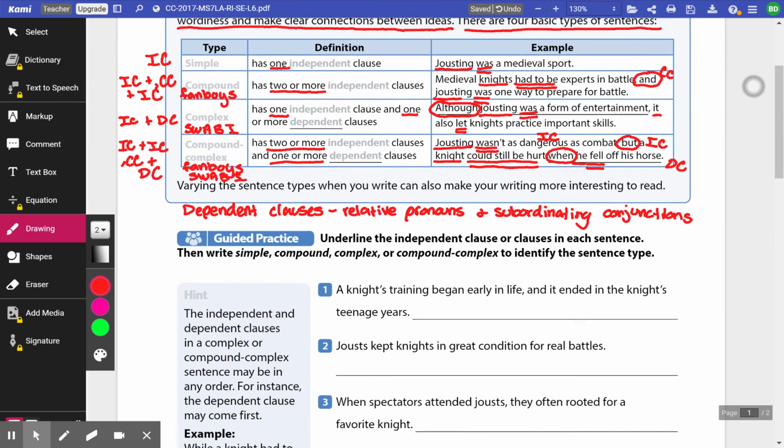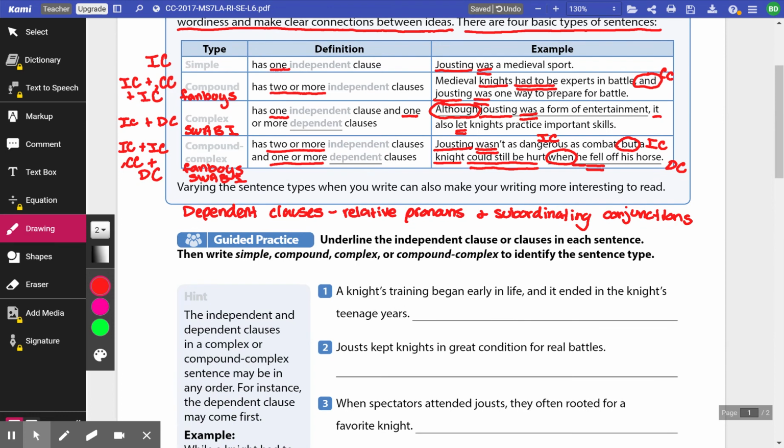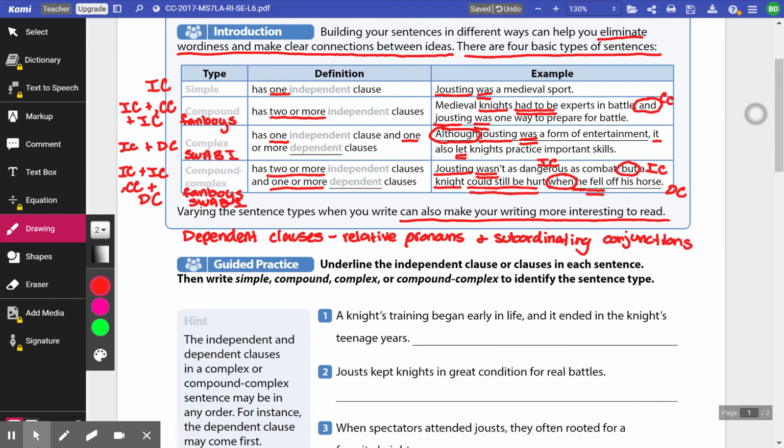Okay, and then it also tells us down here that varying the sentence types when you write can also make your writing more interesting to read. So that's the cool thing about sentence types. We have four, right? So we should work on using all four. When you're writing, if you are only using simple sentences, it's going to get kind of boring to read. It makes it way more interesting and way more exciting if you can vary the types of sentences that you use. So, for example, you can use a simple sentence, you can use a complex sentence, and you could throw in a compound complex or just a compound, and that makes your writing more interesting.